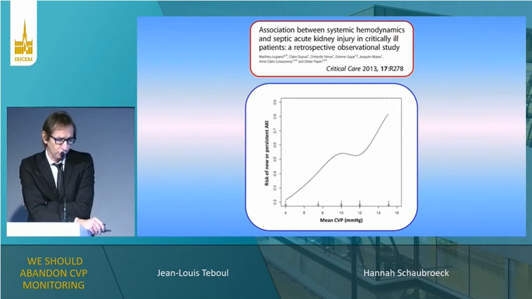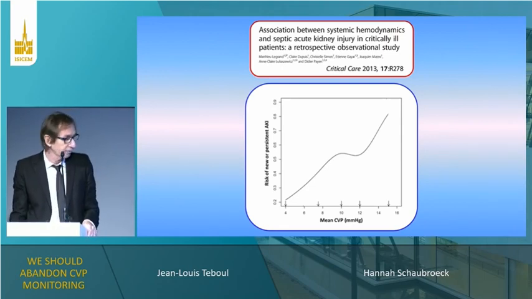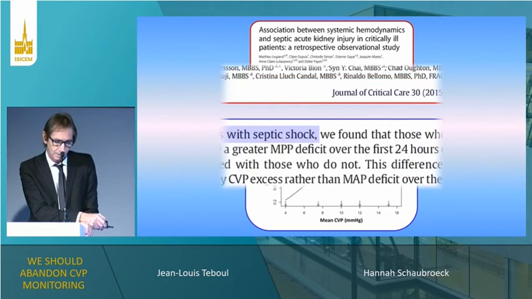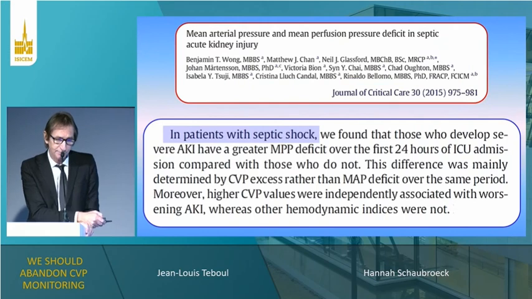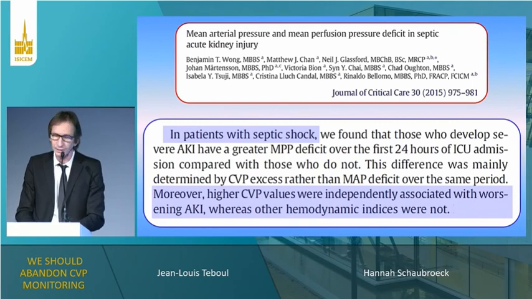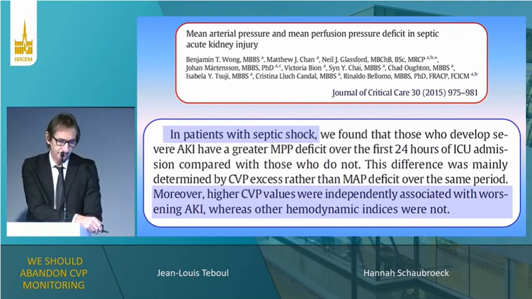This is a study by Mathieu Laurent with mean CVP on the x-axis and the risk of new or persistent acute kidney injury. And the higher the CVP, the higher was this risk. Another study from the group of Rinaldo Bellomo showing that in patients with septic shock, higher CVP values were independently associated with worsening acute kidney injury, whereas other hemodynamic indices were not.